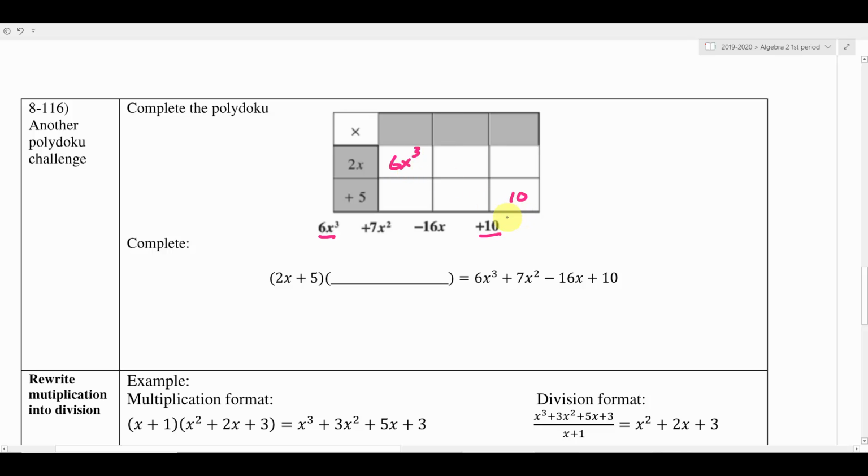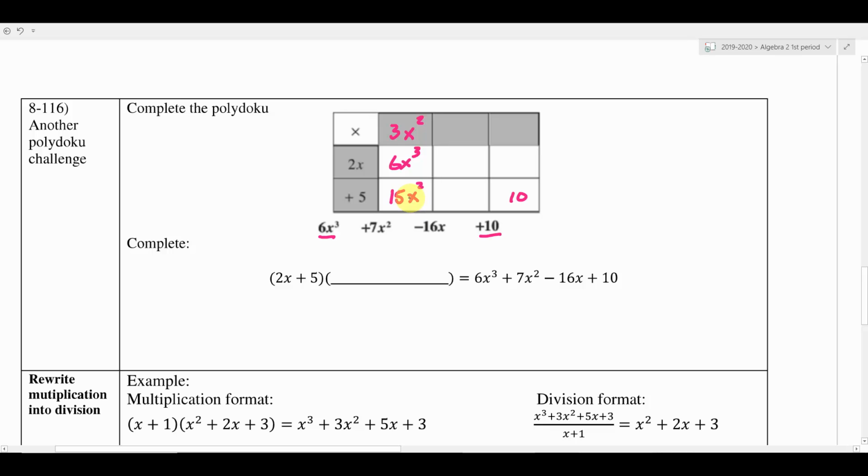And then we can start trying to piece this thing together, right? 2x times something has to give me 6x to the third. So I know I need a 3, right? Because 2 times 3 is 6. And then x times x squared will give me x to the third. Okay, so now I've got 3 times 5, well, that's 15. And then x squared times, well, no x's down here, so we're just going to have x squared, so 15x squared.